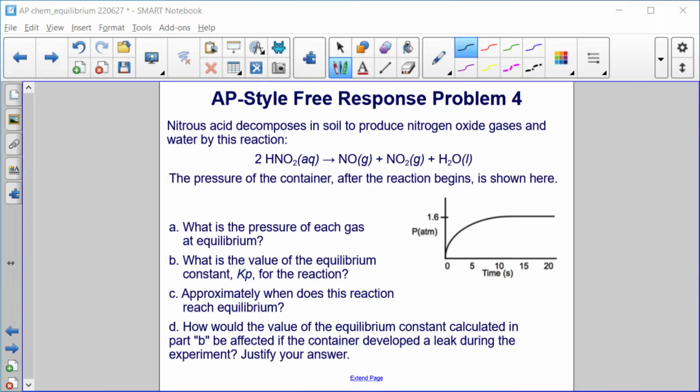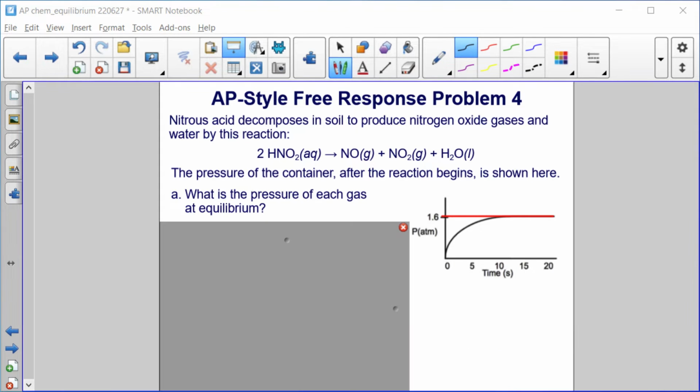So here are the questions we're going to answer in this free response problem. Part A, what is the pressure of each gas at equilibrium? Part B, what is the value of the equilibrium constant Kp for the reaction? Part C, approximately when does this reaction reach equilibrium? And Part D, how would the value of the equilibrium constant calculated in Part B be affected if the container developed a leak during the experiment? Justify your answer.